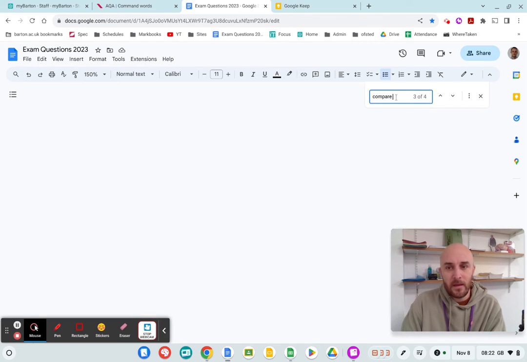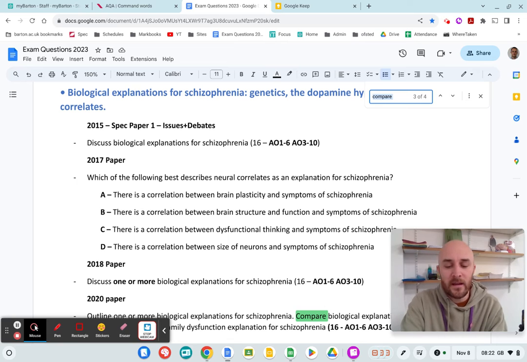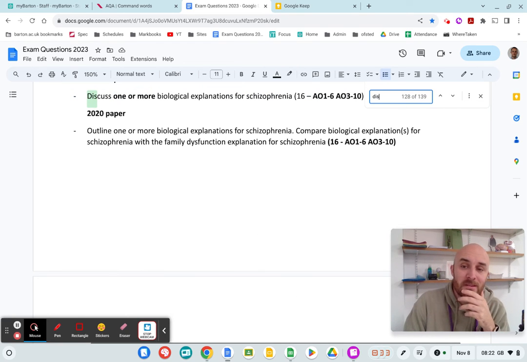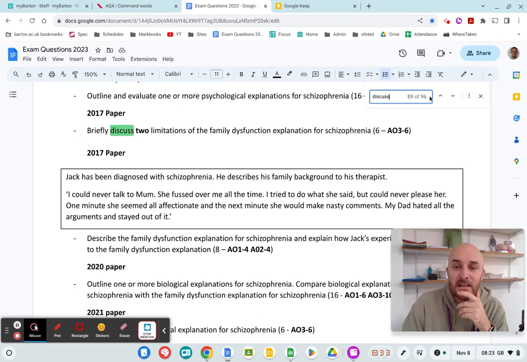The last one, arguably the most important one, and actually a very, very common one that comes up, as you can see, 96 examples of this, is discuss. The best way to think of discuss is describe and evaluate. It technically isn't that, it's its own thing. But in terms of understanding the AOs, and how to structure your answers and essays, you need to view discuss as describe and evaluate.